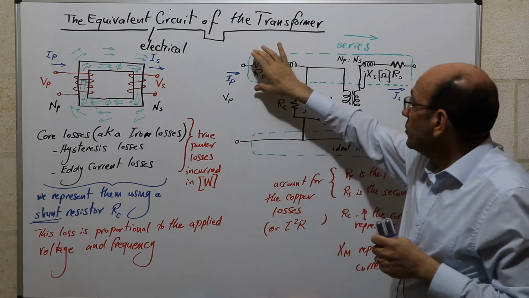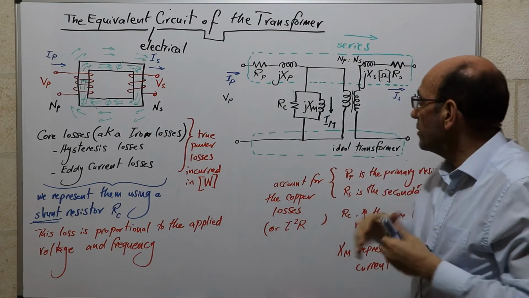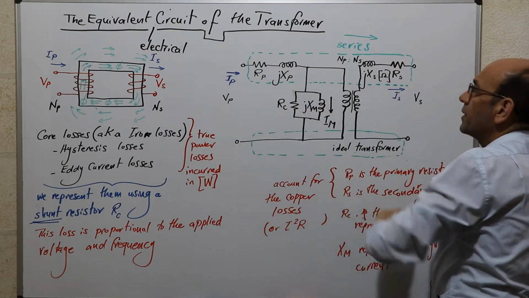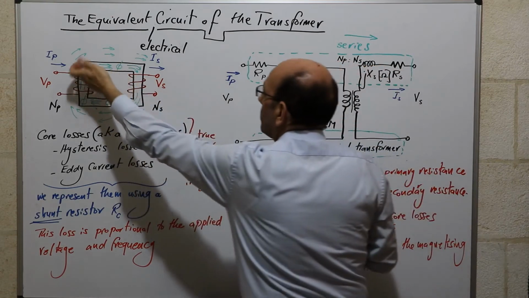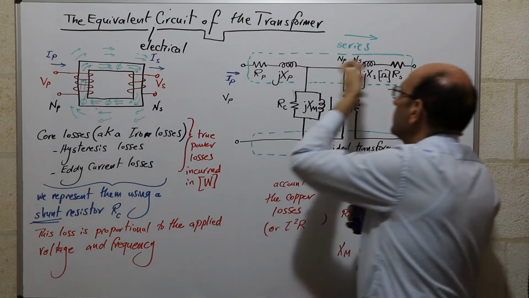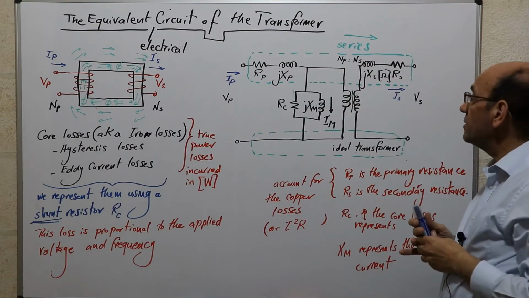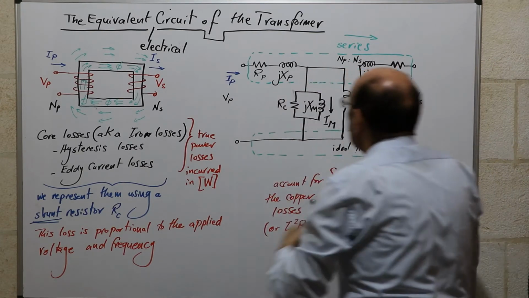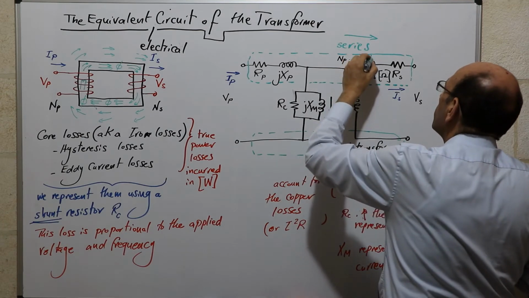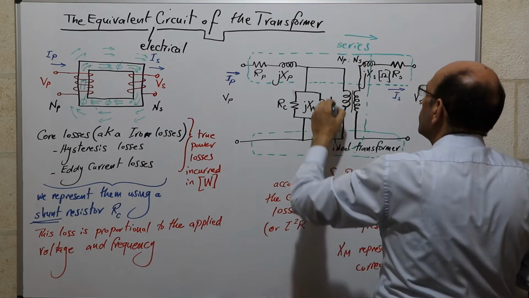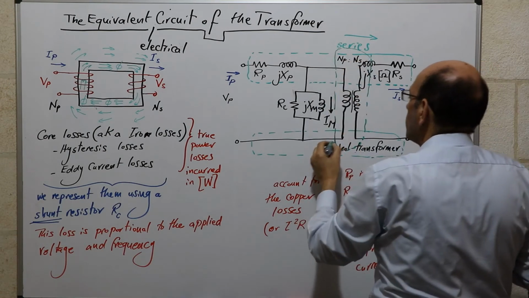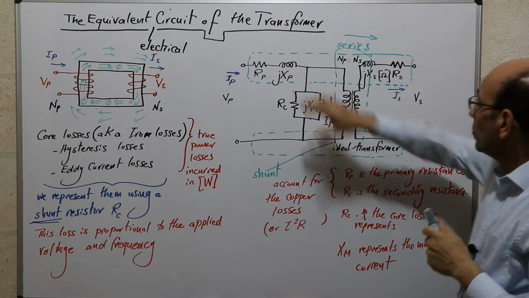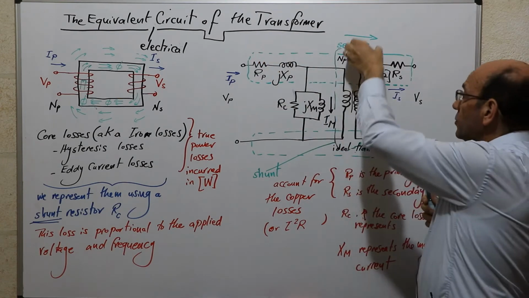We have a representation of the series components, and we said the series components would have the copper losses in the two resistors. The leakage in the flux is represented by XP and XS. Then we have the core losses, and it's important to note at this point that here we have a shunt component. So we have a series component and a shunt component.